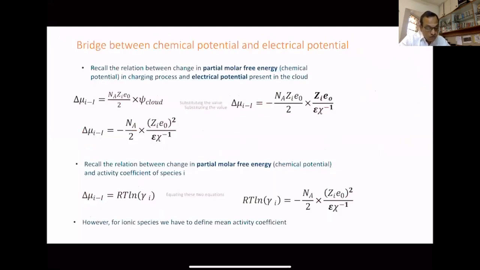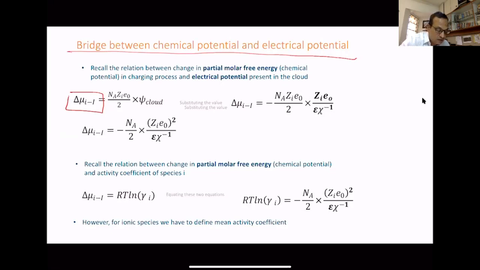Well, so now we have to bridge chemical terms, that is chemical potential, and the physical term, that is electrical potential. So I'm going to bridge chemical potential and electrical potential now. If you go back and recall our first lecture, you can see this partial molar free energy, that is the chemical potential. You know that in charging this system, this is the quantity that is the work done to charge the ions basically, is it not?